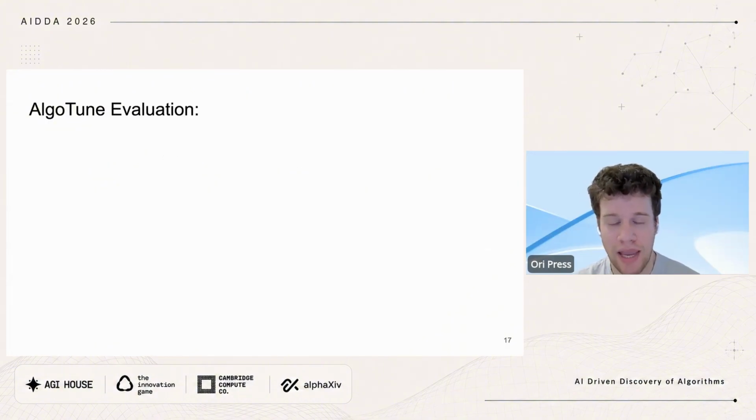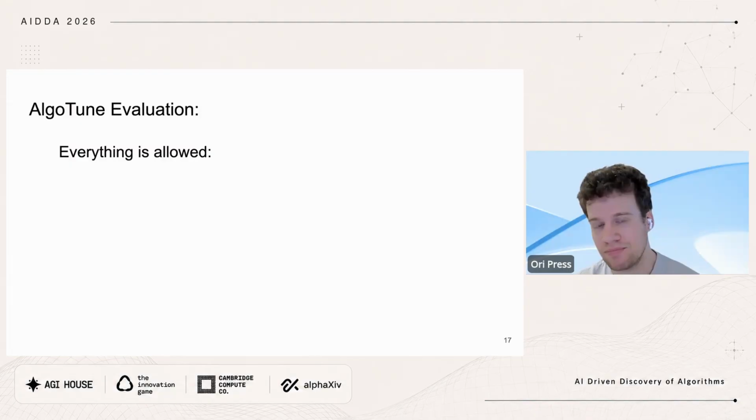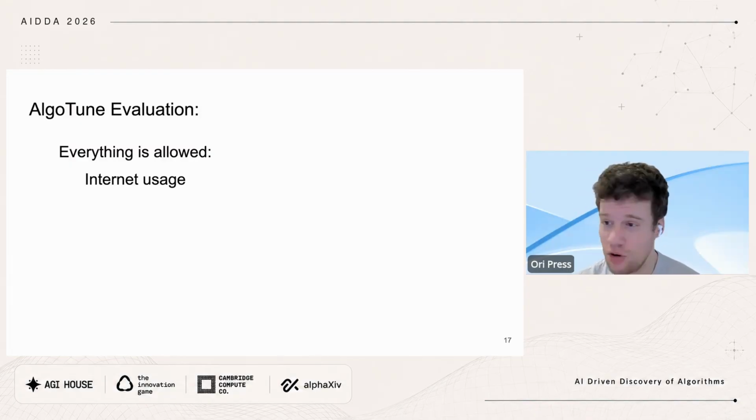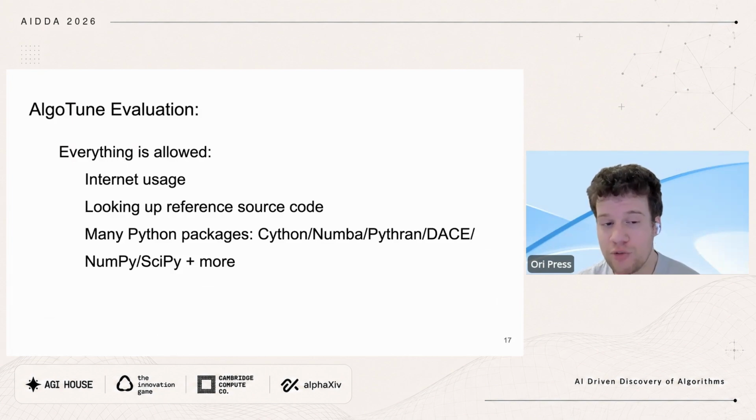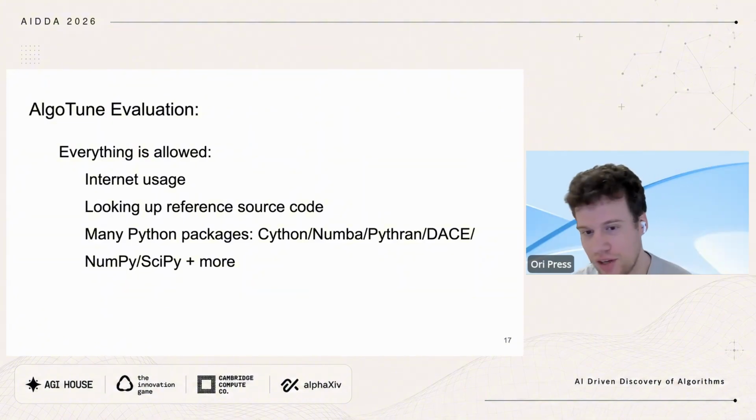So in evaluation, I basically say, look, just do whatever you want to do. You can use the internet, that's no problem. You can, of course, look up the reference source code, so the function that you're going to be competing against, that's totally fine. You can use basically whatever Python package you want. We're going to see later, I have pre-installed Cython and Numba. These are packages that allow you to write super quick Python code. So you can use them and others.